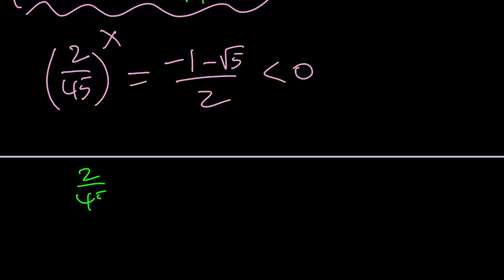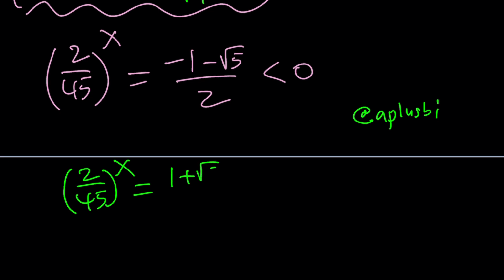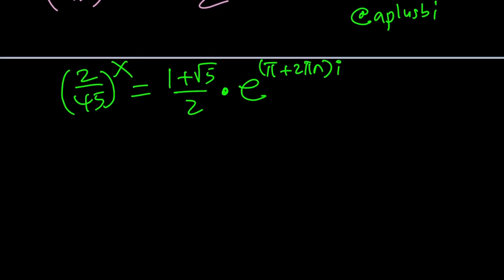Let me quickly tell you, even though this channel is not about complex numbers. Remember a plus bi. Don't forget that. Check it out. Let me know what you think. So I'm going to set this equal to the absolute value of this number times e to the power of (pi plus 2 pi n) all multiplied by i. Don't worry about the details because I go into details on my other channel. Just go with the flow.